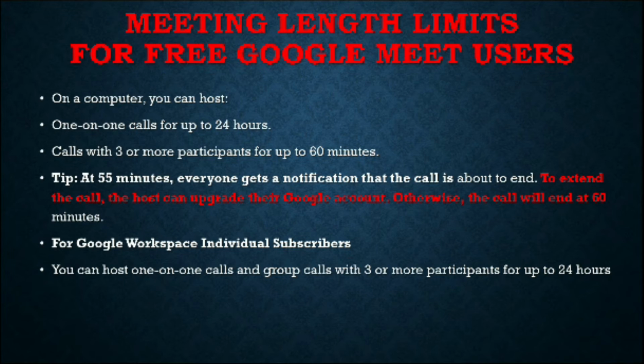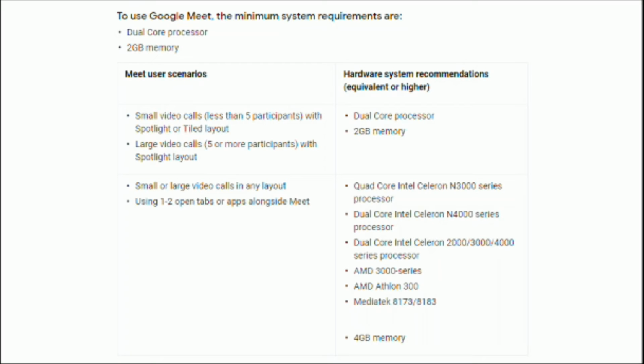It extends the call if the host upgrades their Google account. Otherwise, the call will end after every 60 minutes. If you do not update your settings, the call of your session will automatically end after 60 minutes. For Google Workspace Individual subscriptions, you can host one-to-one calls and group calls with 3 or more participants for up to 24 hours. There are no other limitations for Workspace Individual subscriptions.